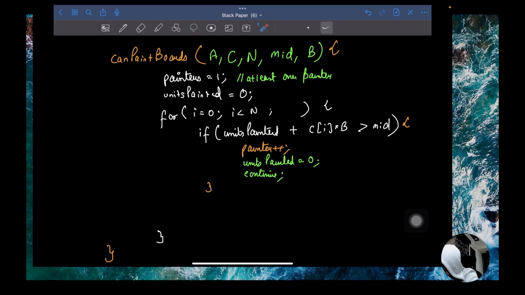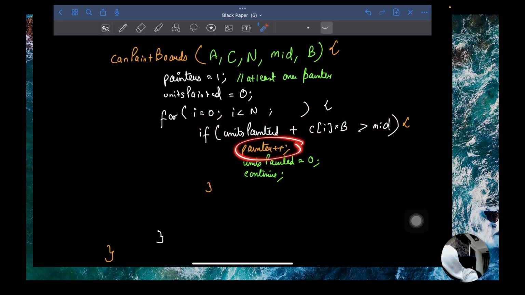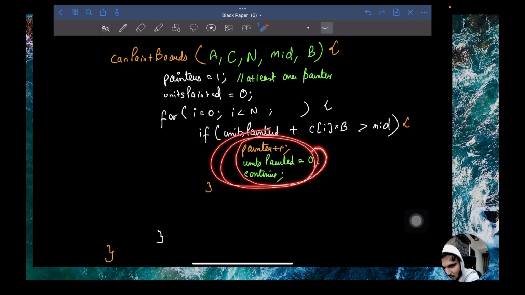So see what is happening. If the current painter cannot paint the ith board, you will start allocation to a new painter, reset the painted count and continue. Continue means you are again going to check whether the new painter can paint it. This is 0 plus this value. If this value is greater than mid, then you won't be able to do it. You will allocate this to another painter and so on. You can keep on allocating like this.